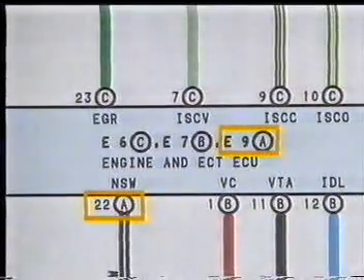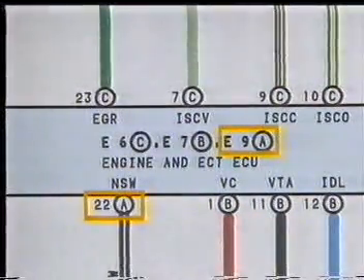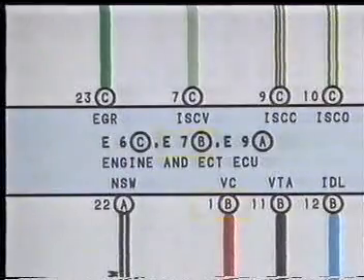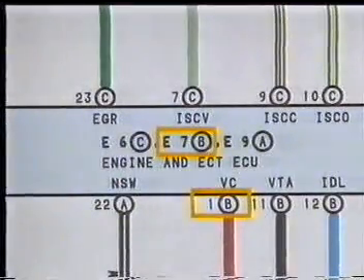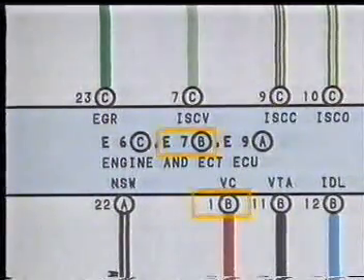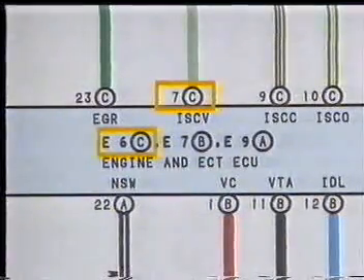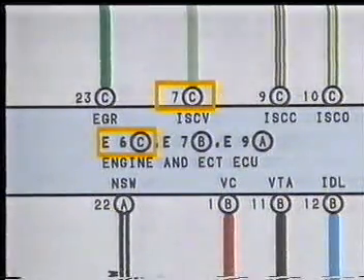22A is terminal number 22 of the E9 connector. 1B is terminal number 1 of the E7 connector. 7C is terminal number 7 of the E6 connector.